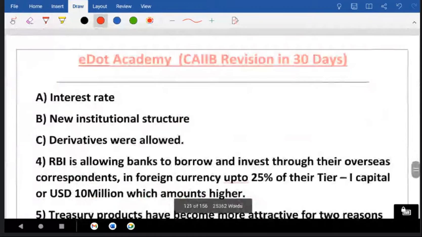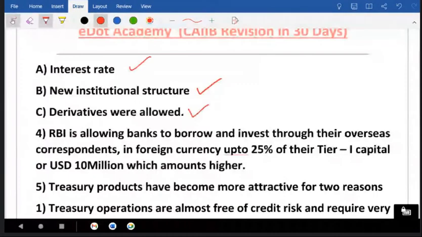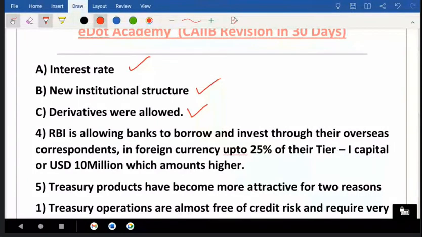Because when globalization is there, that means all markets are open to the globe, the interest rate will change very frequently, or there will be variation in interest rate also. Okay, and due to globalization, different companies are going and doing business overseas. So a new institutional structure is also coming up, and due to globalization, derivatives were also allowed.